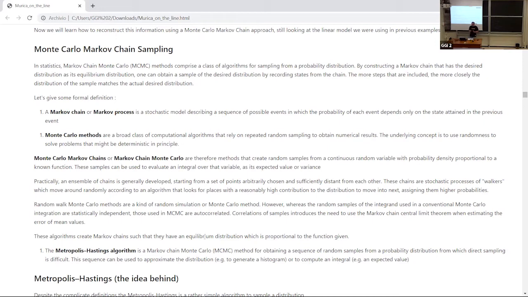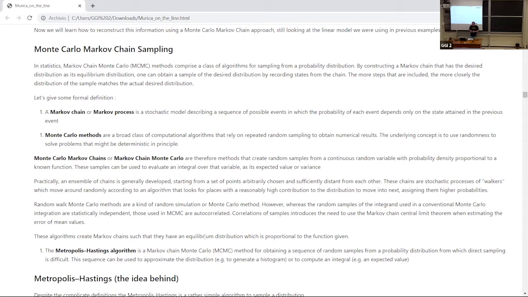So basically, a Markov chain or Markov process is a stochastic model describing a sequence of possible events in which the probability of each event depends only on the state attained in the previous event. So basically, at each step of the chain, your point depends only on the previous point, but not on all the t minus n before. Monte Carlo methods instead are a broad class of computational algorithms that rely on repeated random sampling to obtain numerical results. And the underlying concept is to use randomness to solve a problem that is deterministic in principle.